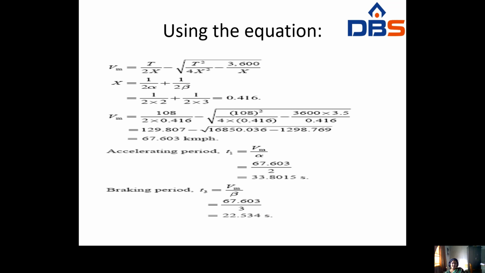So here, by using the quadrilateral speed time curve, you have to write Vm equal to T by 2x minus square root of T square by 4x square minus 3600 by x. But here x equal to 1 by 2 alpha plus 1 by 2 beta. That means you have to write 1 by 2 into 2, alpha value will be 2, beta value will be 3. So at that time you can get 0.416. Now you have to substitute in this formula. T will be 108.